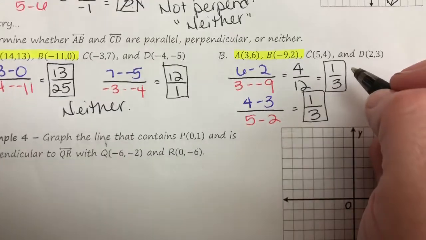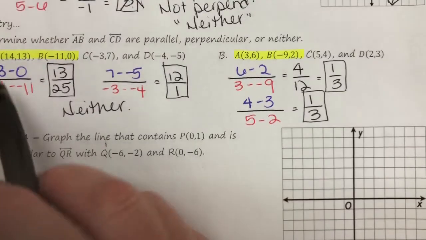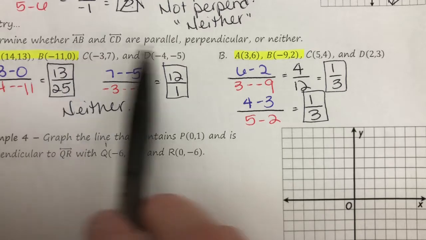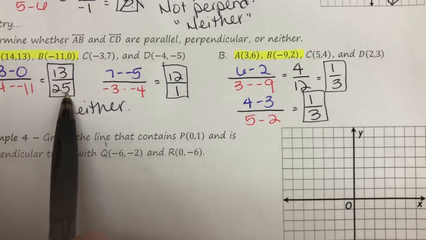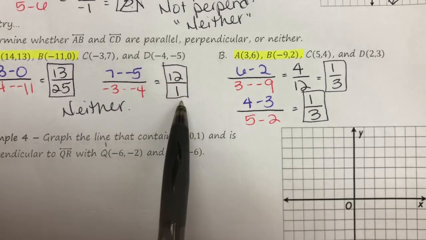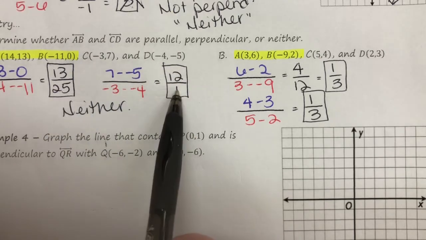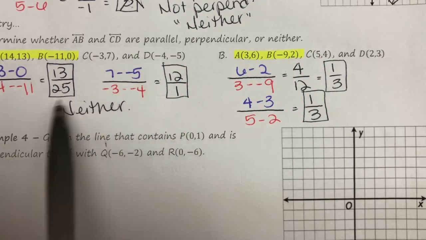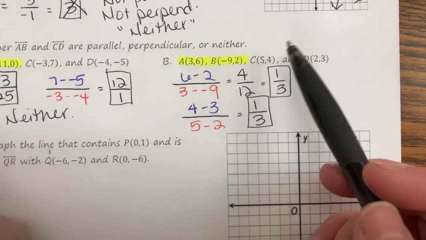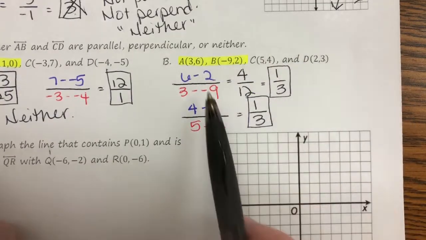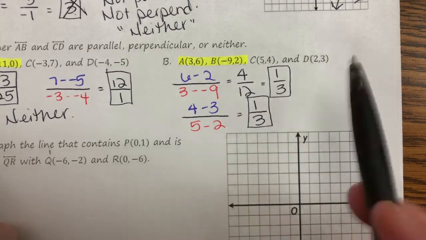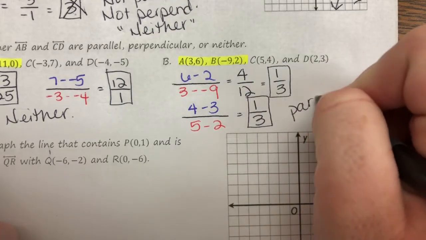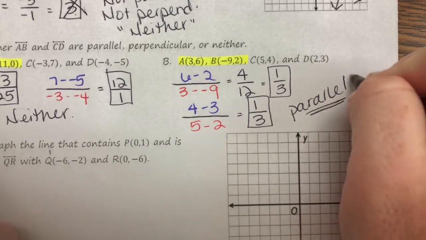So once we solve these two problems, for A, I have line AB and I have line CD. The slope of AB was 13 over 25. The slope of CD was 12 over 1. Since they are neither negative reciprocals or the same, they're not parallel or perpendicular, so they're neither. For B, the slope of AB is 1/3. The slope of CD is also 1/3. So these lines are parallel. They have the same slope.